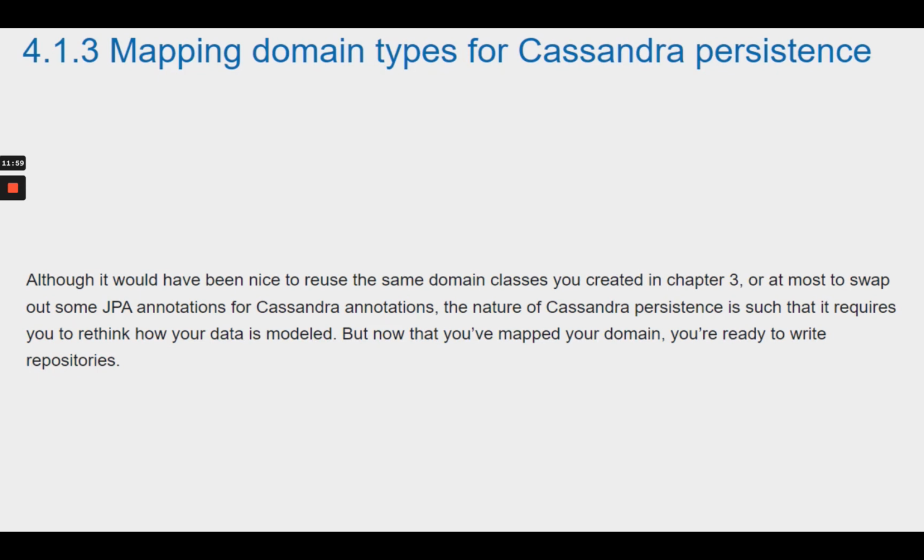Although it would have been nice to reuse the same domain classes you created in Chapter 3, or at most to swap out some JPA annotations for Cassandra annotations, the nature of Cassandra persistence is such that it requires you to rethink how your data is modeled. But now that you've mapped your domain, you're ready to write repositories.